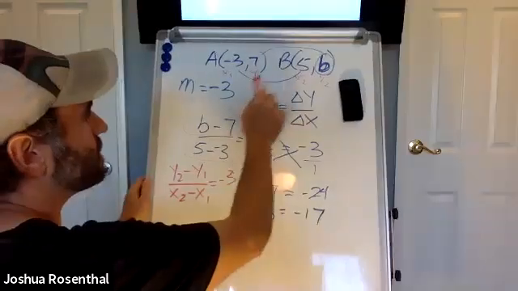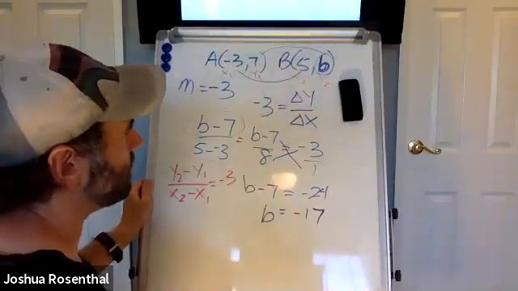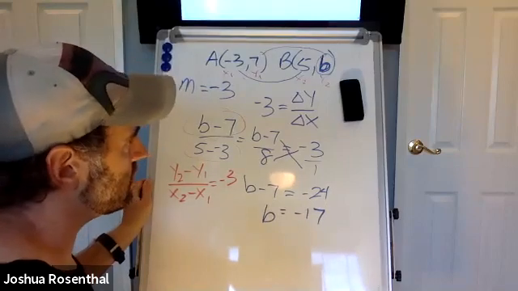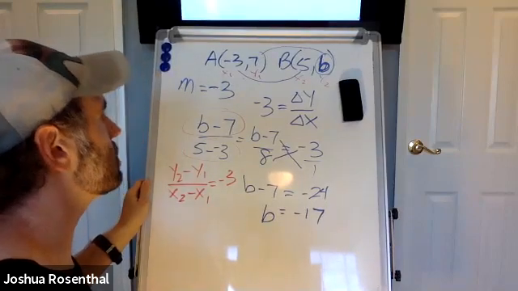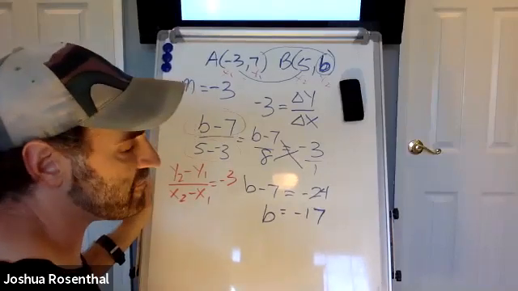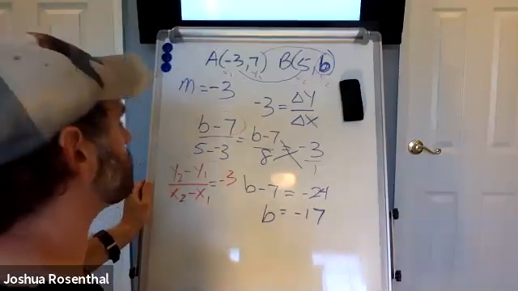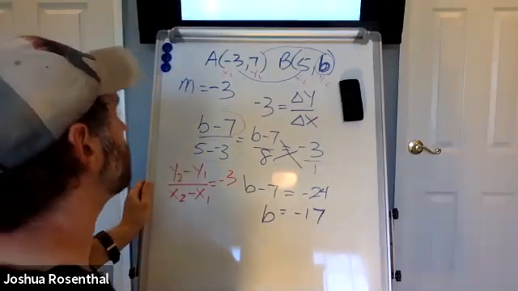Now I could have done y1 minus y2 as long as I do x1 minus x2. If I follow the same order, it will still give me the same answer. Traveling from one point to the other, it doesn't matter what direction I travel, the slope stays the same.